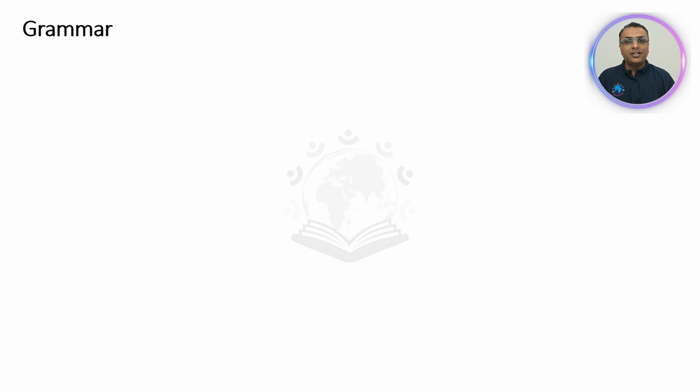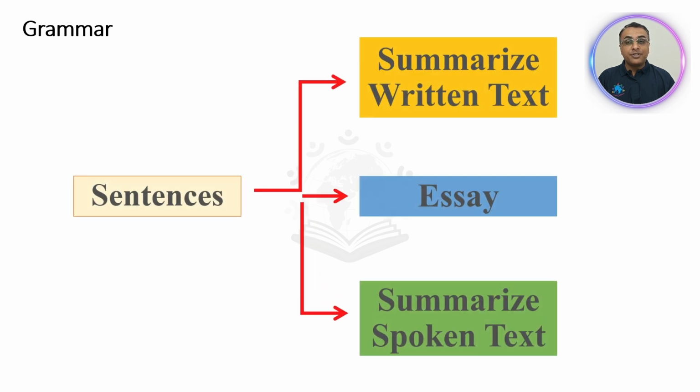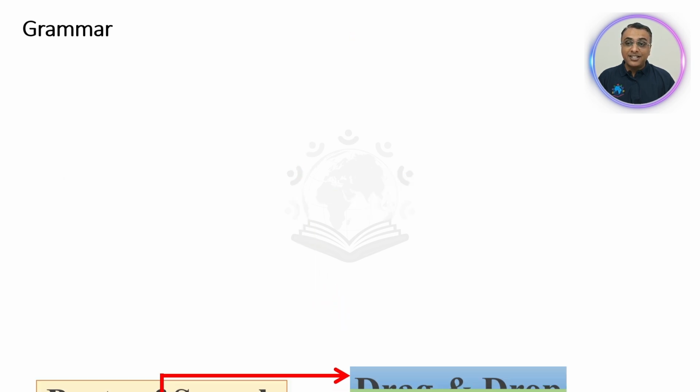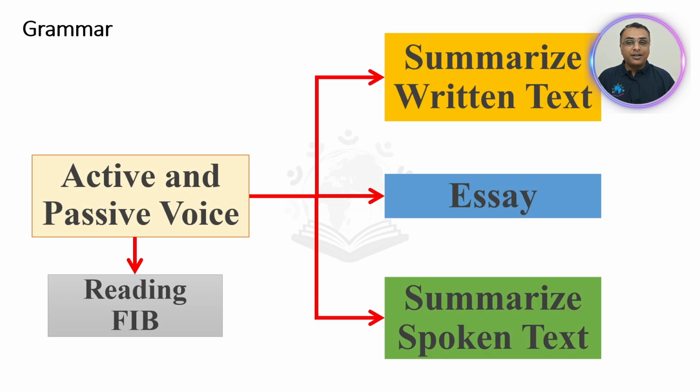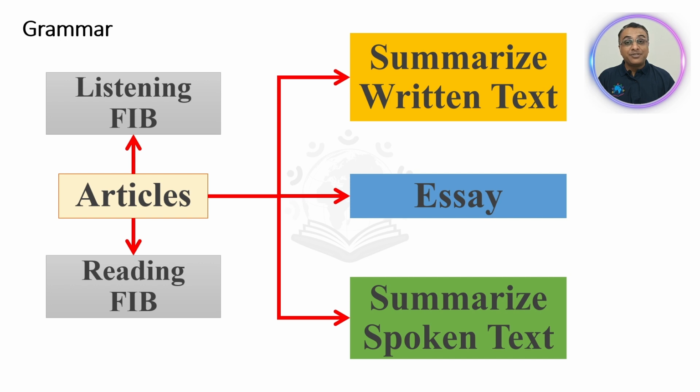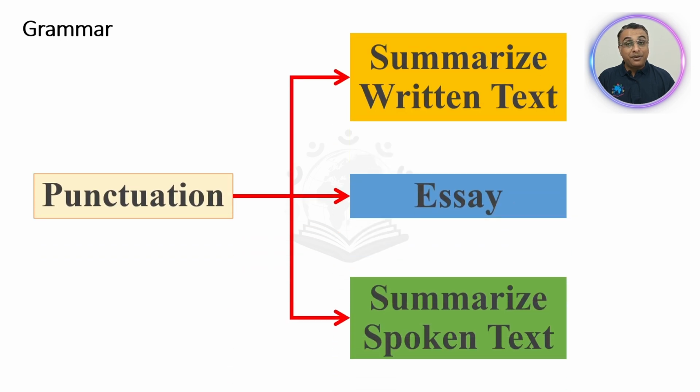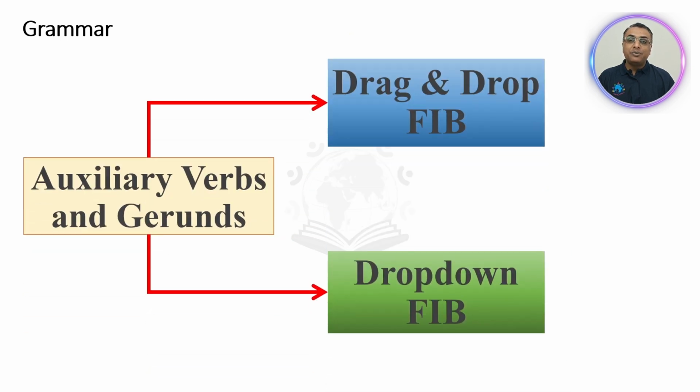Until now, we had learned many grammar concepts starting with sentences, followed by parts of speech, and then active and passive voice, then comes articles, and then punctuations. Now we will be learning about auxiliary verbs and gerunds, which will help you in your drag and drop fill in the blanks as well as drop down fill in the blanks. So pay attention in this video.